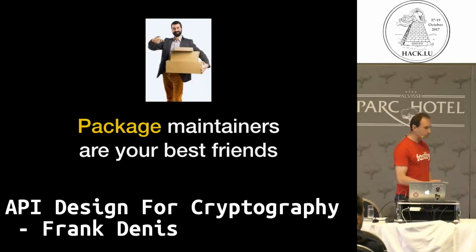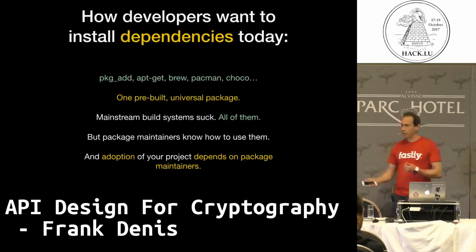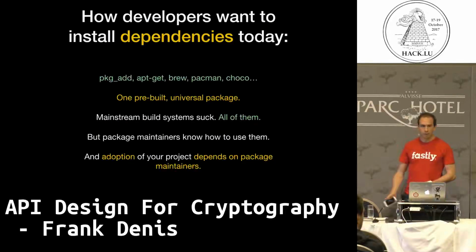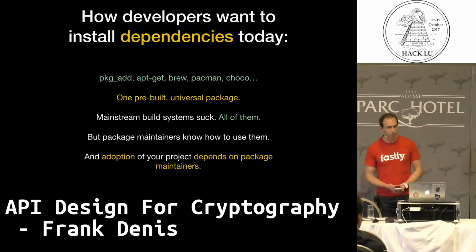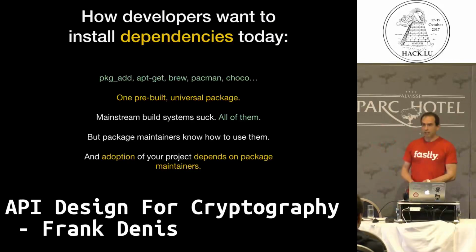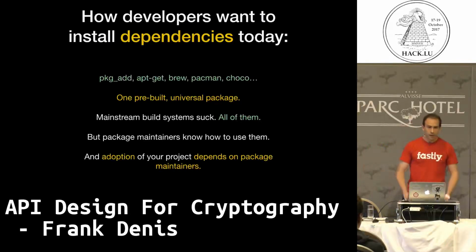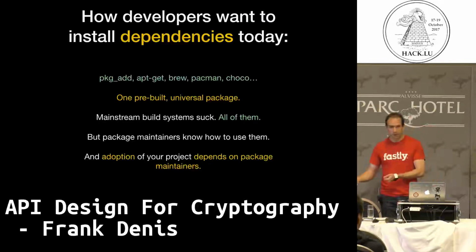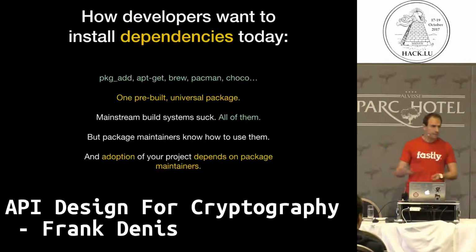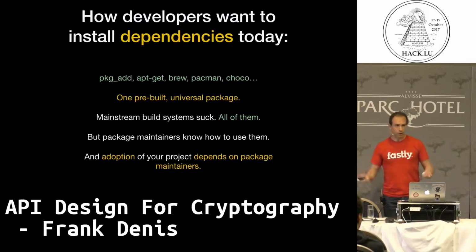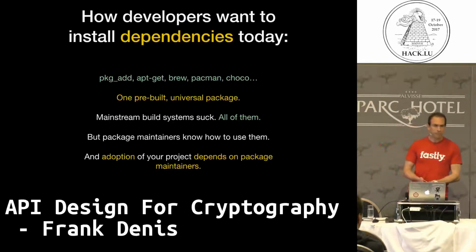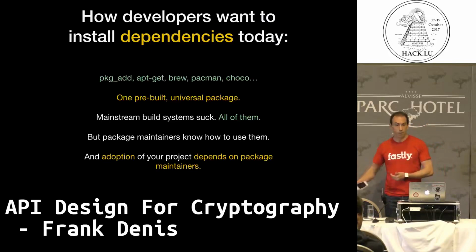Package maintainers are your best friends, and this is really important. Today, nobody wants to actually compile stuff anymore. People just want to use apt-get or pacman or whatever. And you can't possibly maintain packages for all possible distributions and operating systems out there, so you need help. The best way you can get help from these people is to make their jobs easier. So stick to very boring build systems, such as AutoTools. AutoTools suck, but everybody knows how to use it, and package maintainers can just apply recipes they know in order to build packages for your stuff. So don't be too smart if you want people to help you.